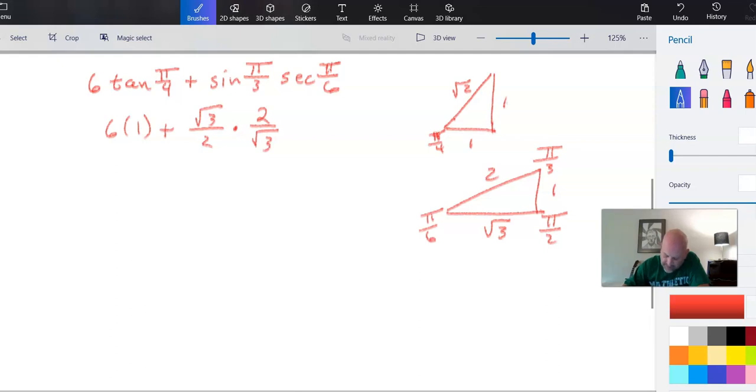Well, 6 times 1 is 6, so that's not a big deal. Over here, I don't even have to rationalize the denominator. If I just multiply this straight across, I can cross cancel here, and this whole thing turns into 1. So this is 6 plus 1. The answer is 7. Right? Came out kind of nice. In fact, that simplifies more than they usually do.